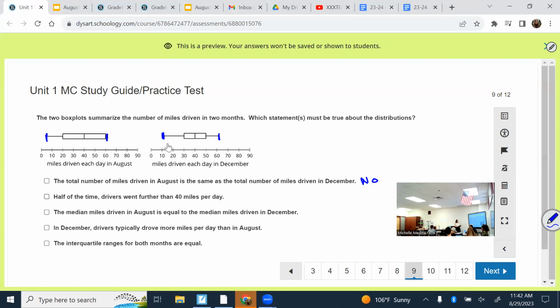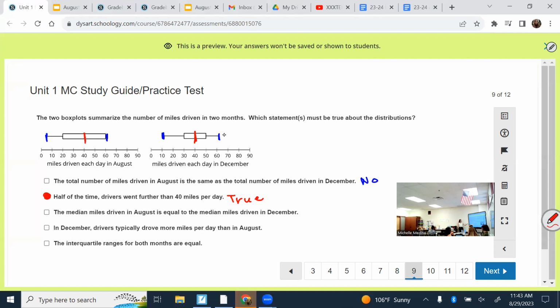The second one says half of the time drivers went further than 40 miles per day. True or false? True. All right, so let's see. Here's half, right? Because the median cuts your data in half. So I'm going to look at the median on both because it's talking about both. That is true for both of the months. So I'm going to pick this one as one of the answer options and then still check the rest.